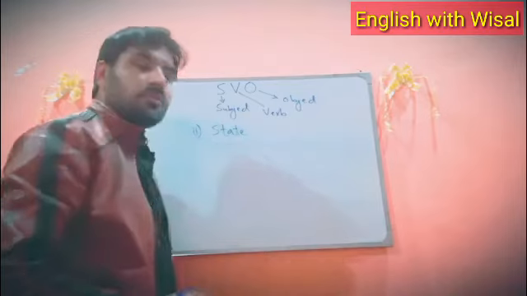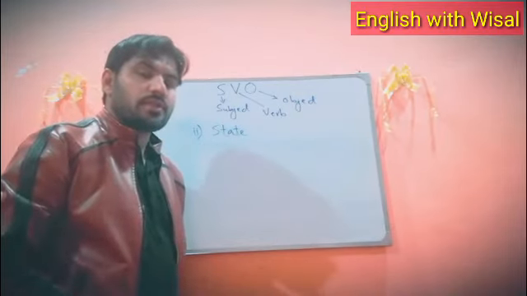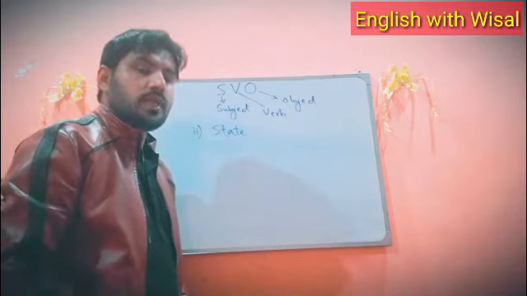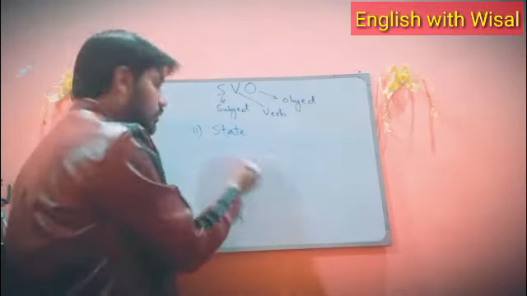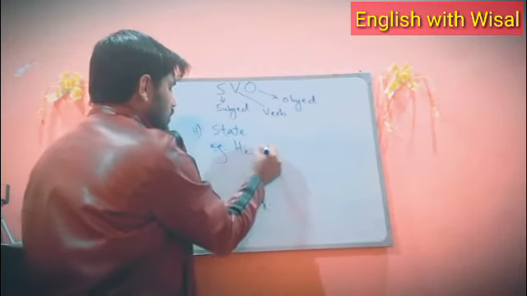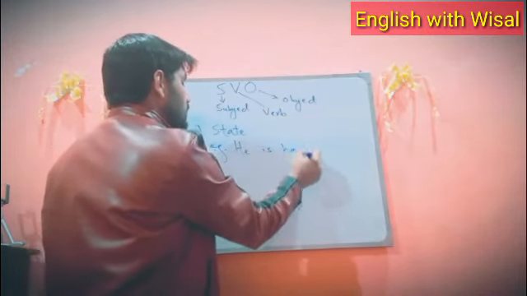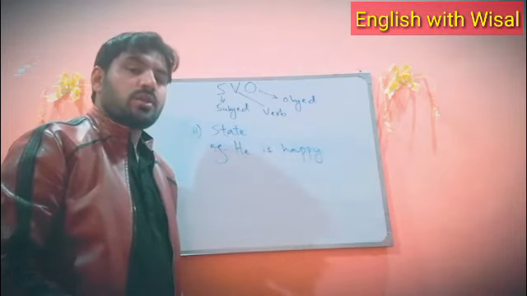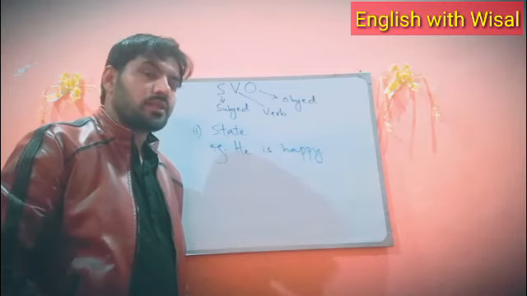It means that in each and every sentence the action is not mandatory. Sometimes there will be state. Okay, so let's see how. For example, I say, he is happy. In this sentence, there is no action. So it does not mean there is no verb.